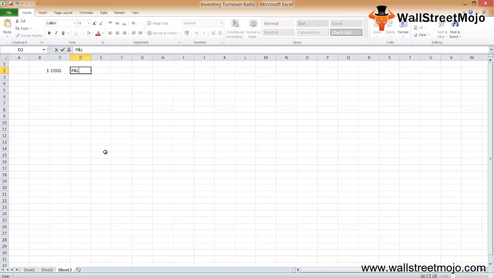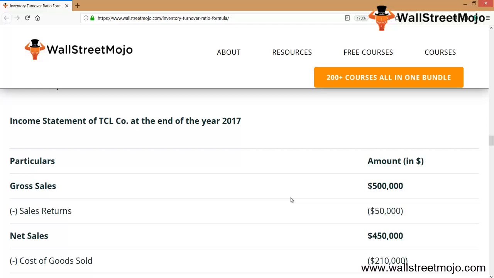we would find that the cost of goods sold quite easily. All that we need to do is to look at the fourth item on the income statement, and that's it. We'll get the data. I'll give you a snapshot of TCL company at the end of year 2017. This is the data for TCL and company.